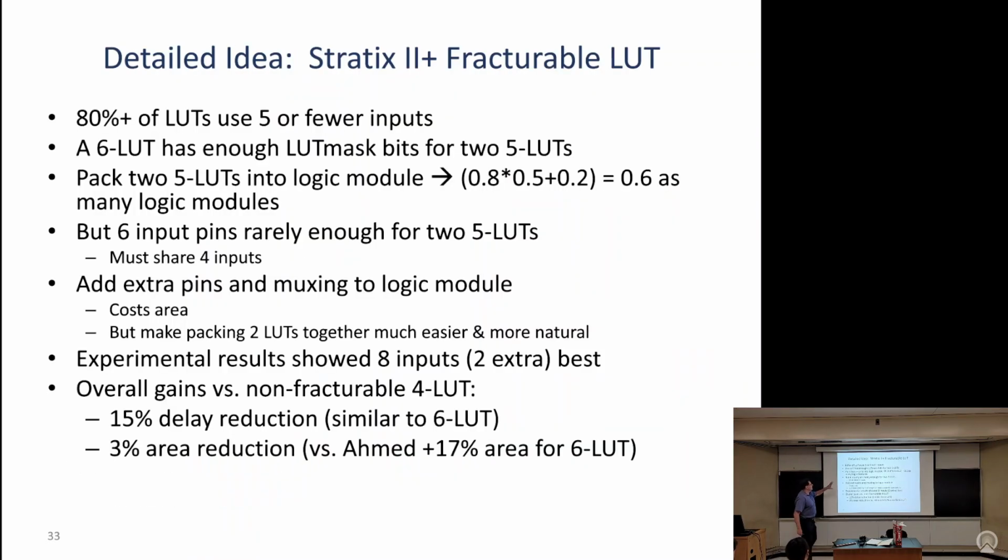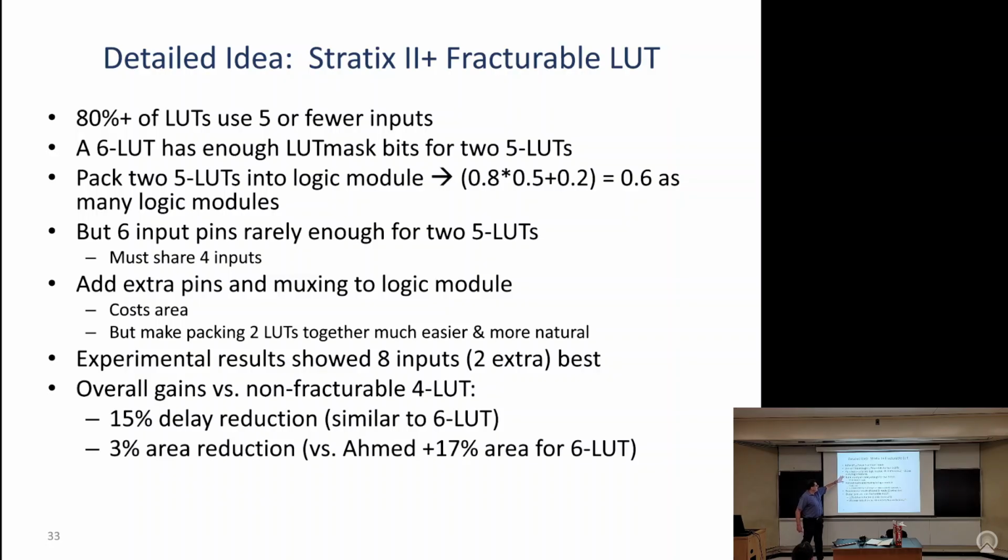So this is kind of like just a text version of what I just told you. Another way of looking at this is that when we looked at the synthesis results, 80% of LUTs use 5 or fewer inputs. A 6-LUT actually has enough LUT mask bits for 2 5-LUTs, so how could we reuse them? So the idea is pack 2 5-LUTs together. And if we basically take these 80% of LUTs that are actually not 6-LUTs, and we can pack 2 of them together, if you do the math of how many of these new fracturable 6-LUT structures do we need, we only need 60% of them, of what we used to have.